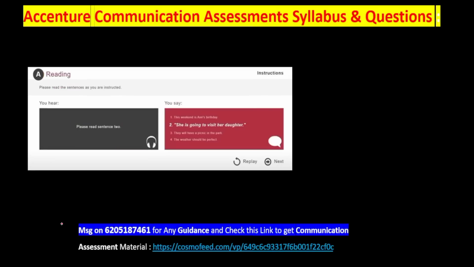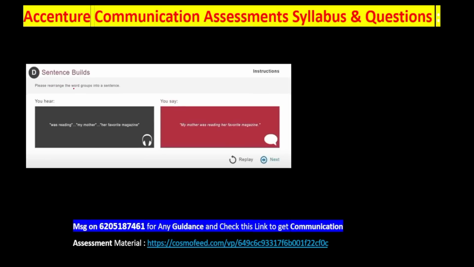And moving forward, we have sentence building section. Was reading my mother her favorite magazine. You have to rearrange it in proper order. These are jumbled sentences. What will it be? It will be my mother was reading her favorite magazine. But the sentence will not be in textual form. It will be in digital form. Means you have to listen, then arrange it. You don't have textual form sentences. You have to listen, then apply your knowledge and make it proper.